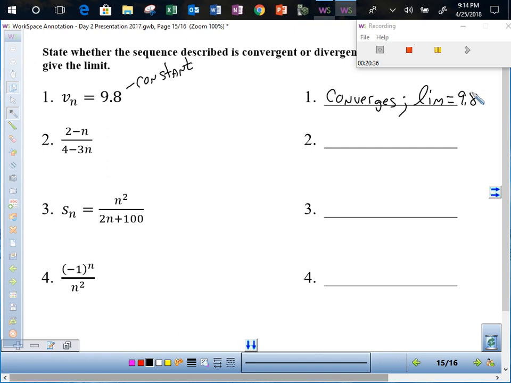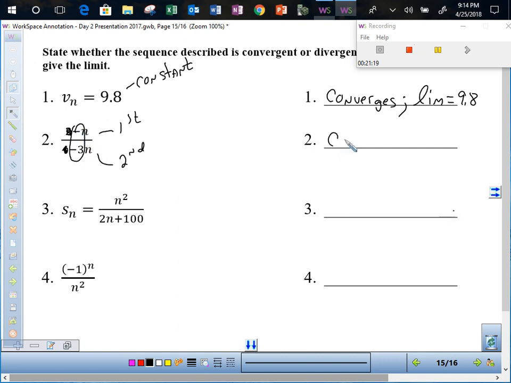Let's look at number 2. Here's how to attack this. Look at your powers. Go find your highest power in your numerator and your highest power in the denominator. The highest power in the numerator is n to the first. The highest power in the denominator is n to the first. Now, look at the leading coefficients of that part. So you can ignore that. You can ignore that. Look at this part right there, and that's going to be your answer.